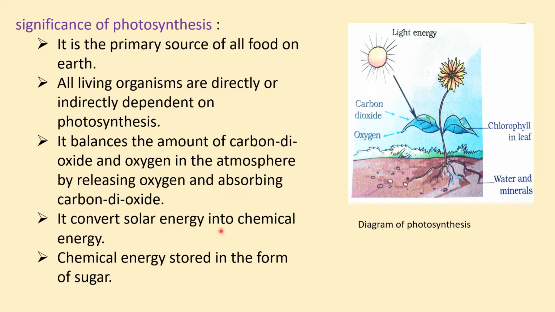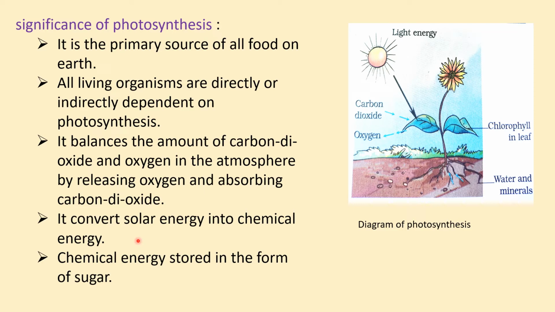It converts solar energy into chemical energy. How is it converting solar energy to chemical energy? See here, sunlight is trapped by the leaves, because in the leaves a green substance called chlorophyll is present, that absorbs the solar energy. That means sunlight. So from the sunlight they are getting the solar energy, and after photosynthesis we are getting sugar or carbohydrate, you can say, because sugar is the simplest form of carbohydrate, getting carbohydrate and oxygen.